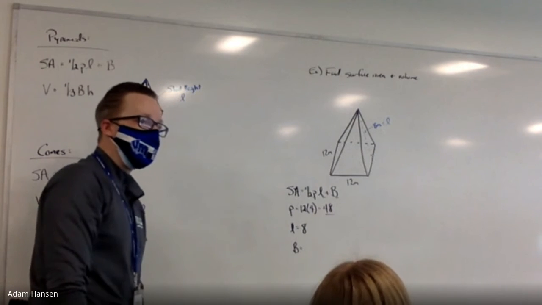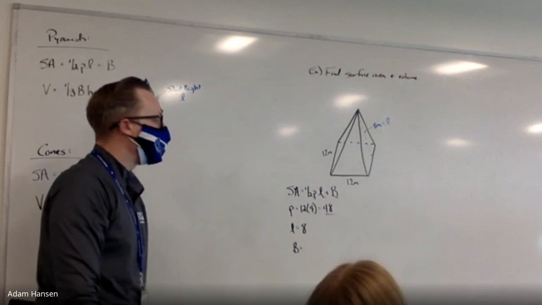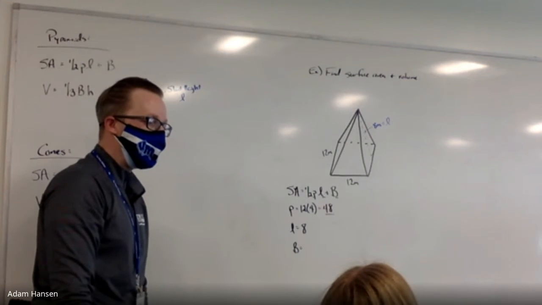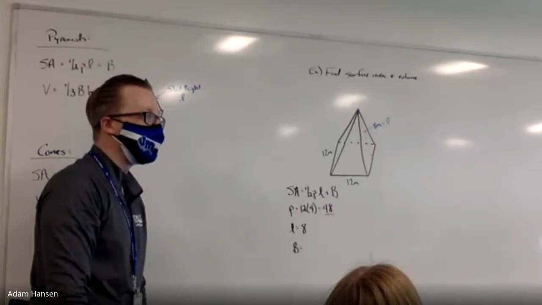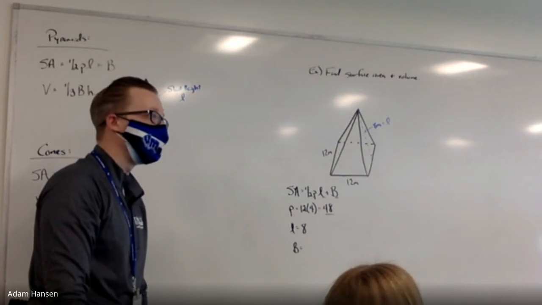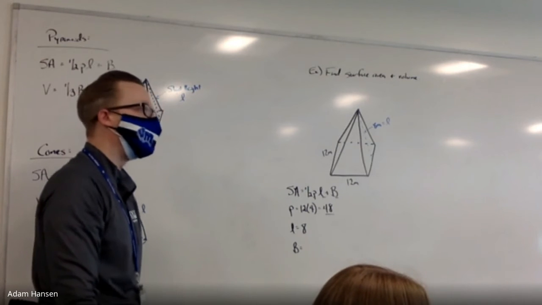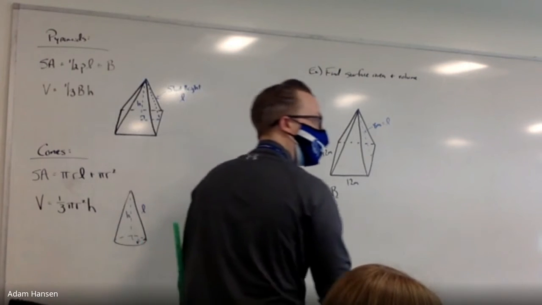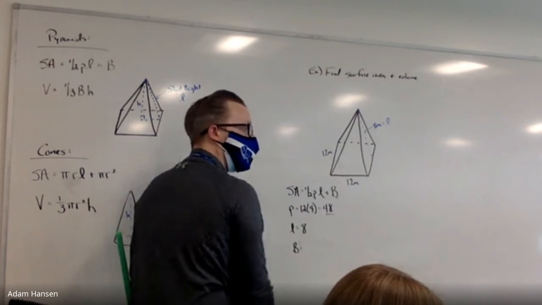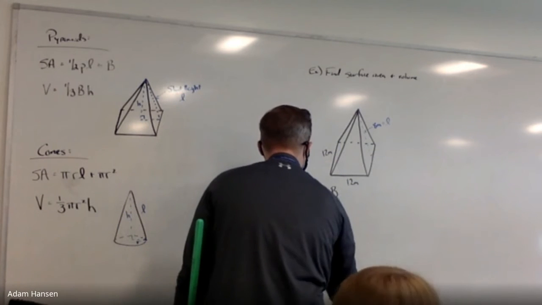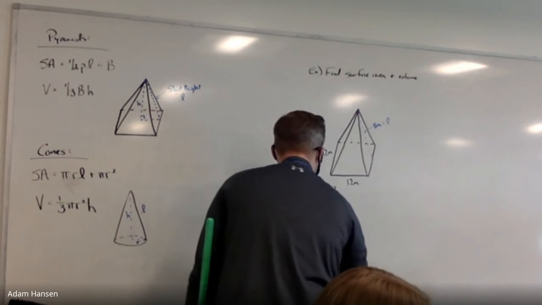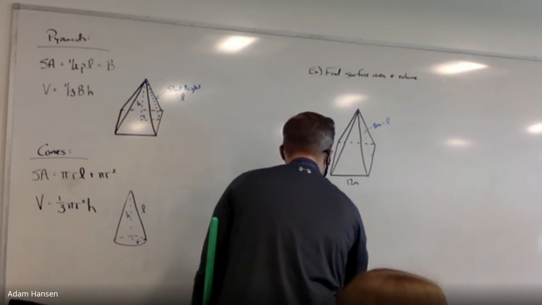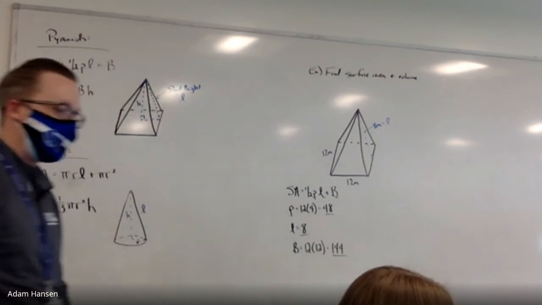What's the area of the base? Looking at that square base below, what would the area of the bottom side of our pyramid be? 12 times 12, right? So we got everything ready to go now.